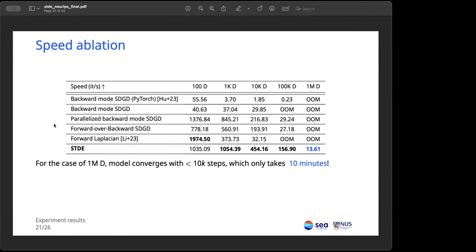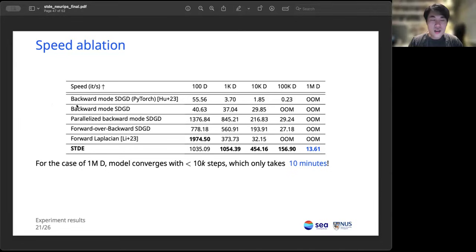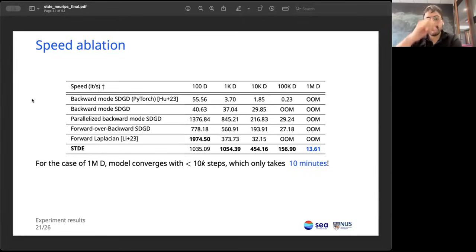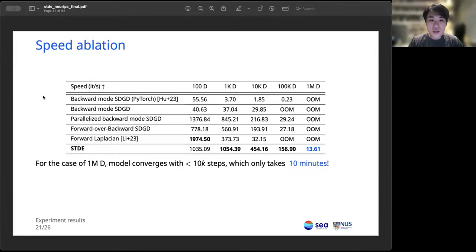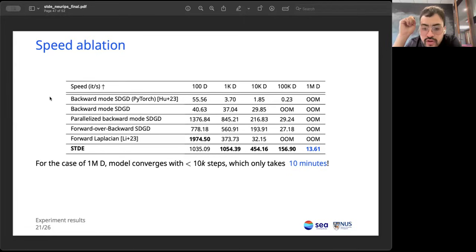Like, so you say that the only difference between the first row and the second row is the framework, right? The second one is in JAX, the first one is in PyTorch, right? Yes. And in this table, lower the better, right? Oh, sorry, higher the better, because this table is speed, like iterations per second. Okay, I see. Higher the better.